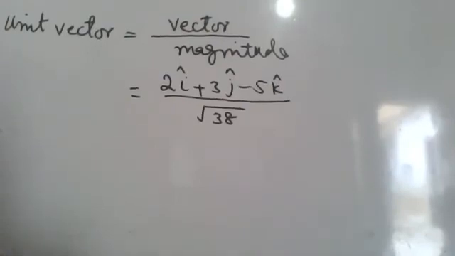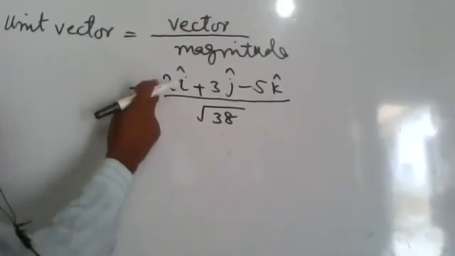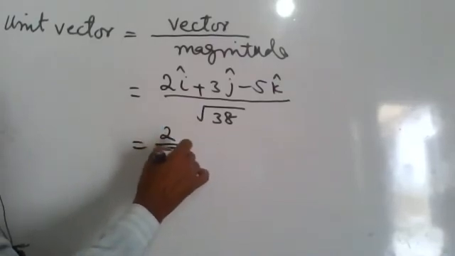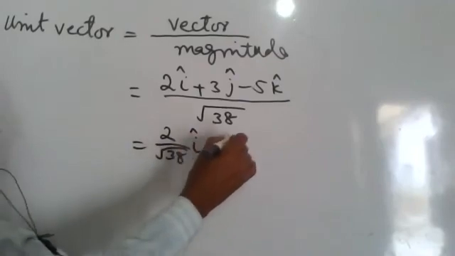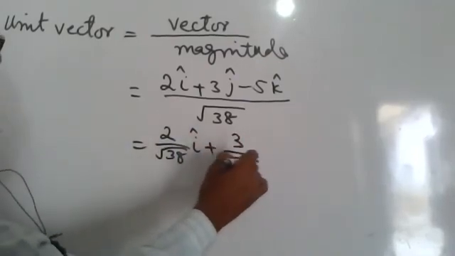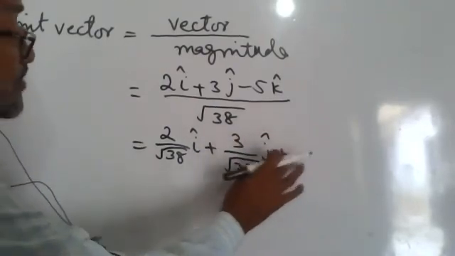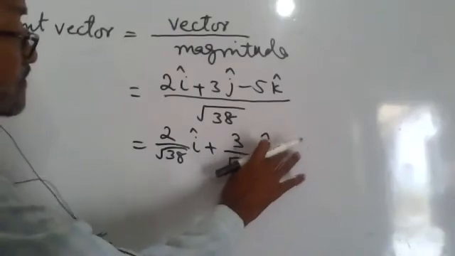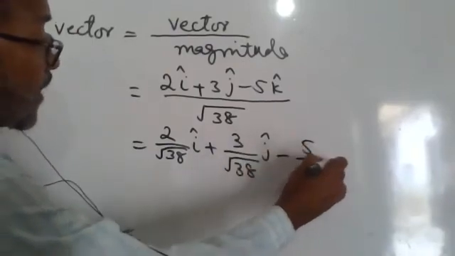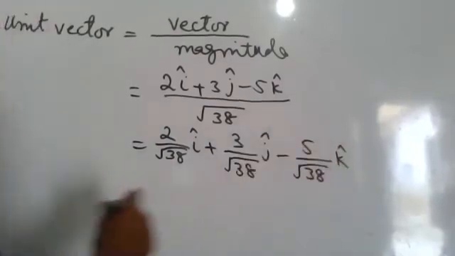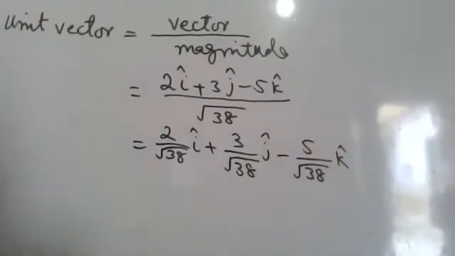Now we'll separate into the components. It will be 2 upon under root 38 i plus 3 upon under root 38 j plus minus 5 upon under root 38 k. This is the unit vector in the direction of the vector AB.